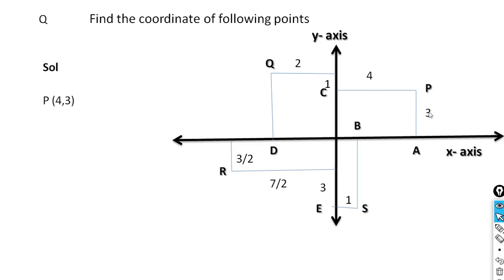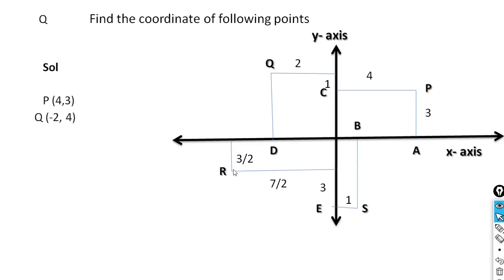Let us check the coordinate of point Q. For point Q, we start from the origin and we have to move left. How much left will we move? It is 2 units left. So for the point Q, the movement is -2. Then we have to move in the upward direction. For the upward direction, we have to count the total distance. As you see, this distance is 1 unit and this distance is 3 units. 3 plus 1 total is 4. So the y coordinate is 4.